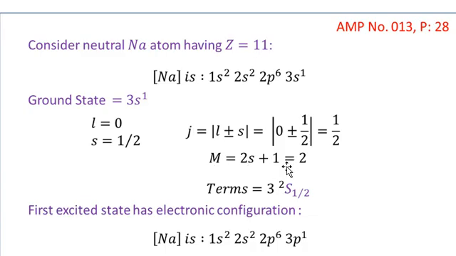Multiplicity M is equal to 2S plus 1. So put the value of S equal to half over here, and you will notice that you get 2. So multiplicity is 2, which means that there are 2 possible values of J. But as we have discussed in one of the previous lectures, this is a particular case for S electrons: despite the multiplicity being 2, we only have one value of J, which is half. So the term can be labeled as 3 2S half.